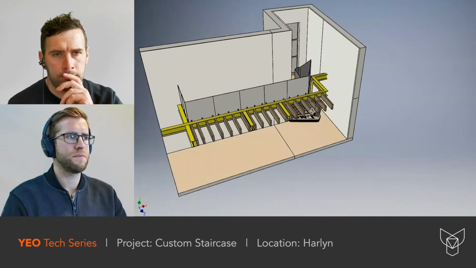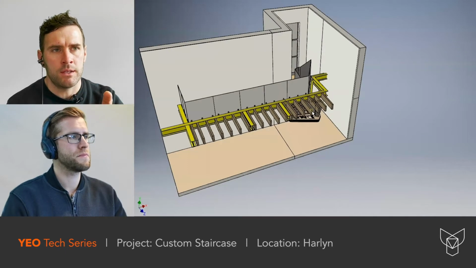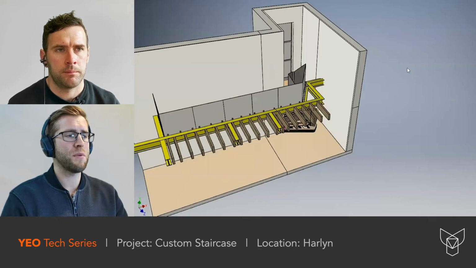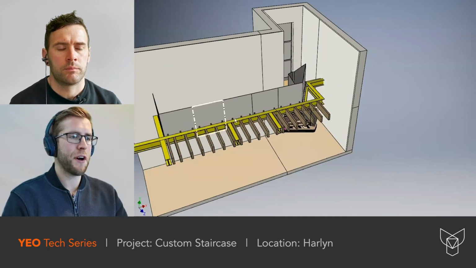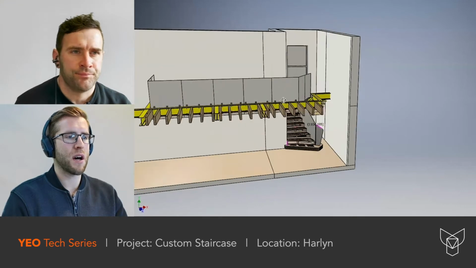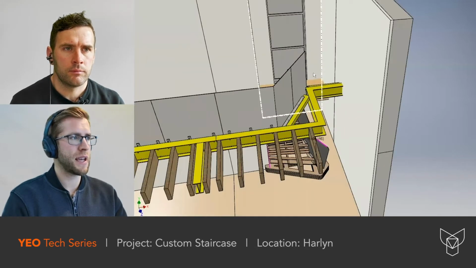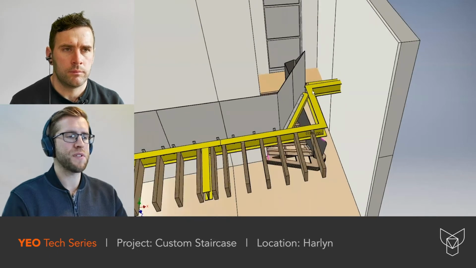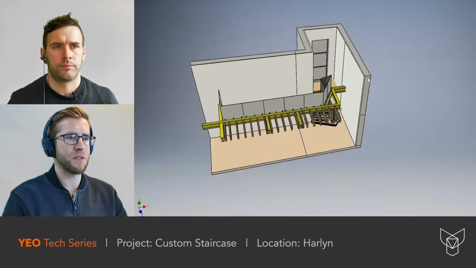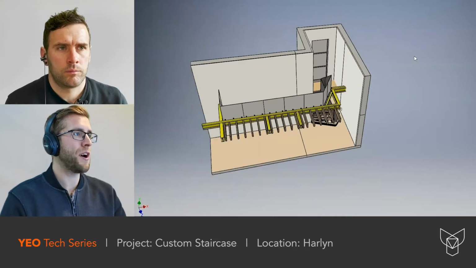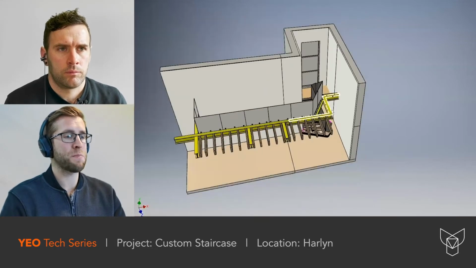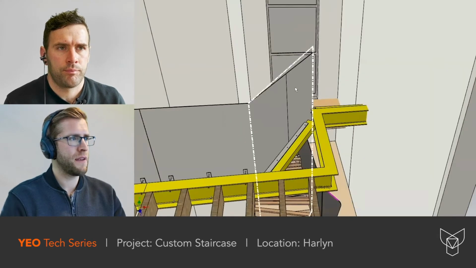Let me start again. What will be the install process of this one, Rob? So we're going to start with the landing components. We'll start with these landing plates. They will go in first, and they will then tie into the main staircase components. The reason for starting with the landing plates is because of their size and their bulk. We want to get the heaviest components in first, and the heaviest plate of all is this one here.